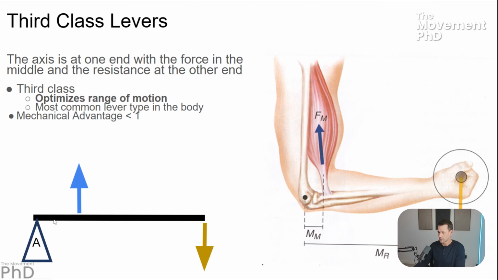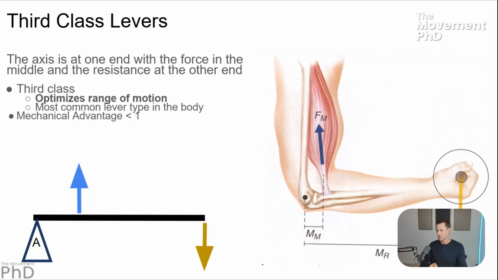However, because it is closer to the axis, a little bit of contraction of that muscle can cause a larger angular rotation of that segment. So a third class lever optimizes range of motion. And this is the most common lever type in the body.